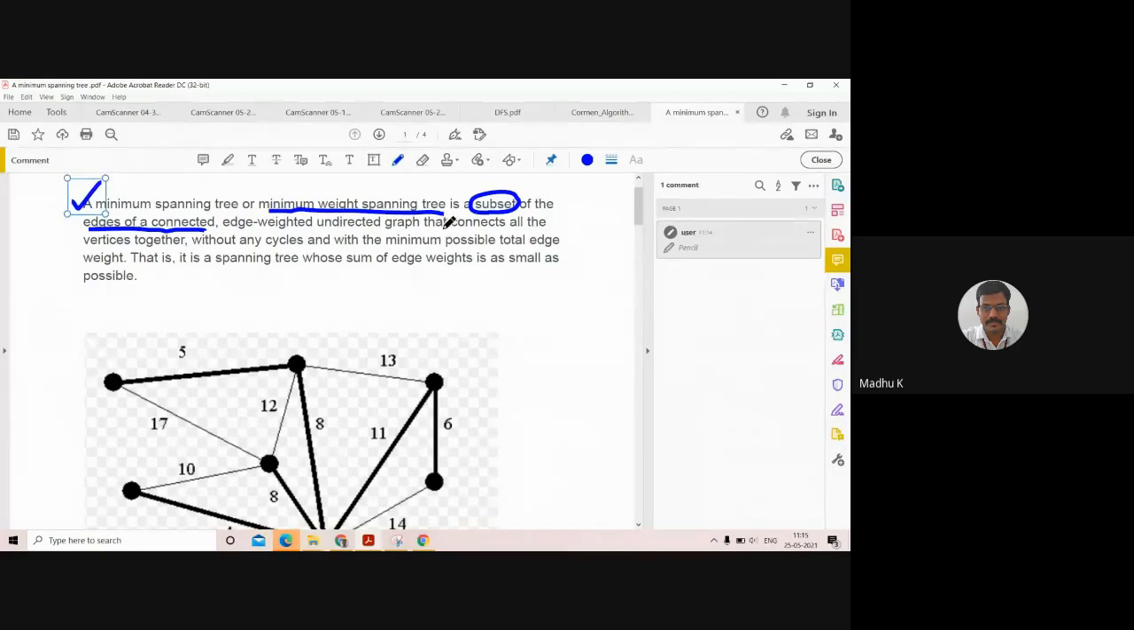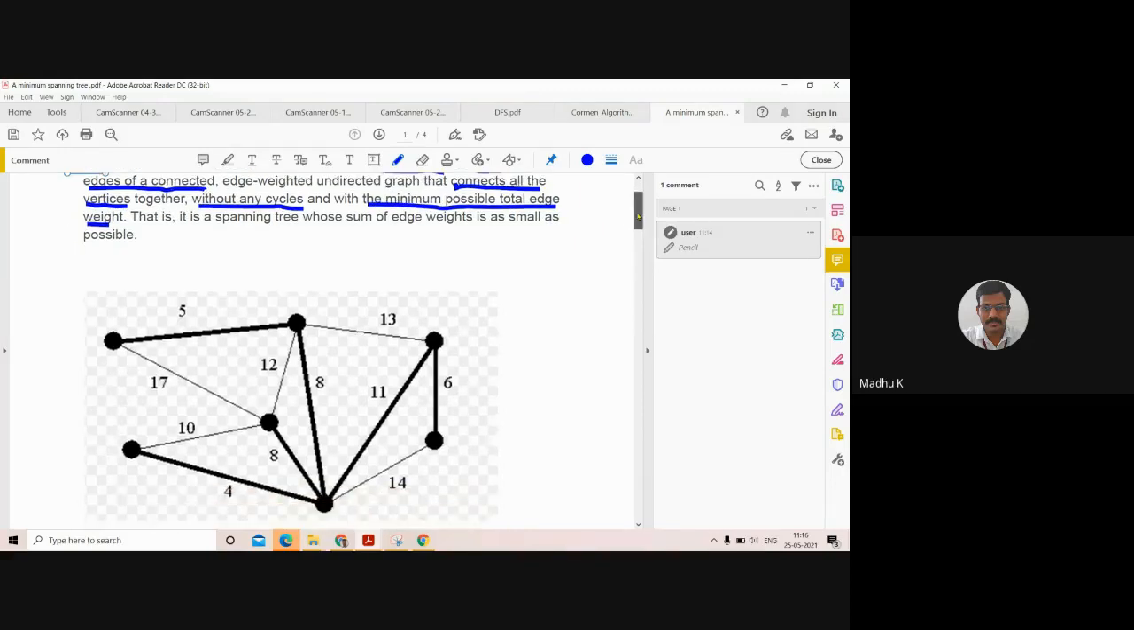And that connects all the vertices together. This is another property: it should connect all the vertices, and there should not be any cycles. Without any cycles, only then can we say it is a tree. And with minimum possible total edge weight. So the last point is that the total edge weight in the tree should be minimum.